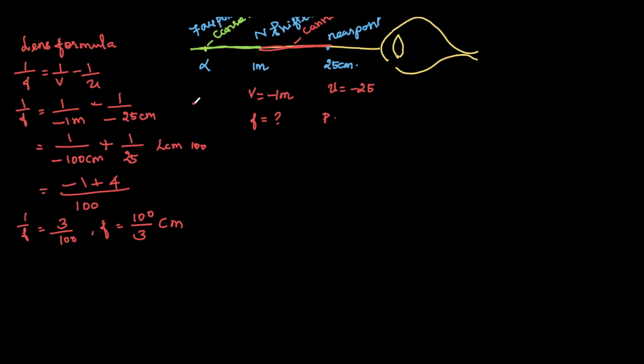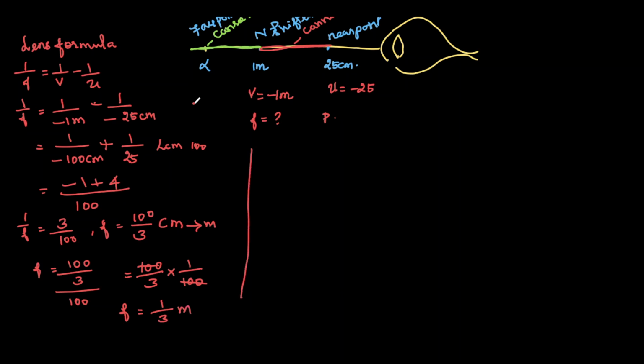Now we are converting centimeter into meter. So F is equal to 100 divided by 3, whole divided by 100. For converting centimeter into meter, we have to divide by 100. So instead, we can take the inverse and multiply by 1 by 100. When we cancel it, F is equal to 1 by 3 meter.